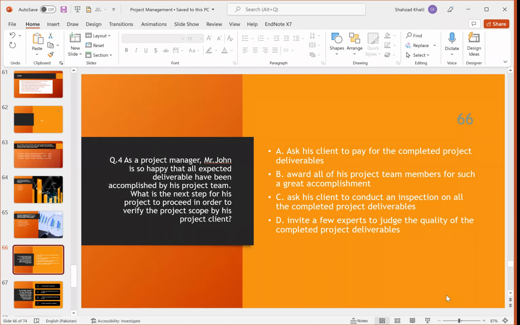Which one is the correct option? C is the correct answer because after the completion of the project, he should ask his client to conduct an inspection on all the completed project deliverables. So is he satisfied with what was decided in the pre-plan, does it meet the criteria? So C is the correct option.